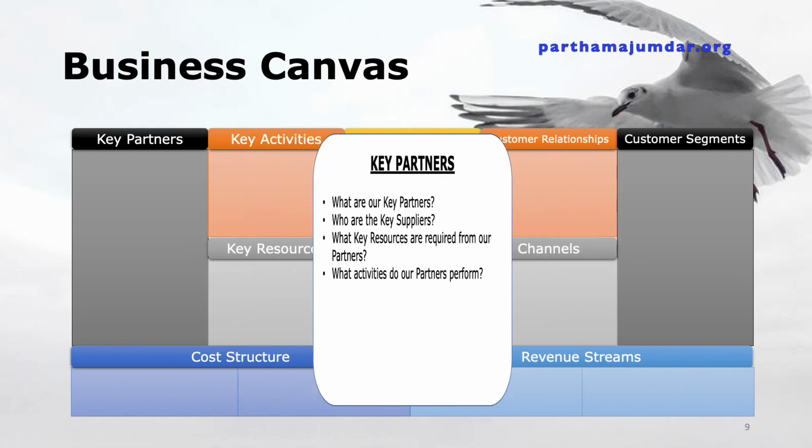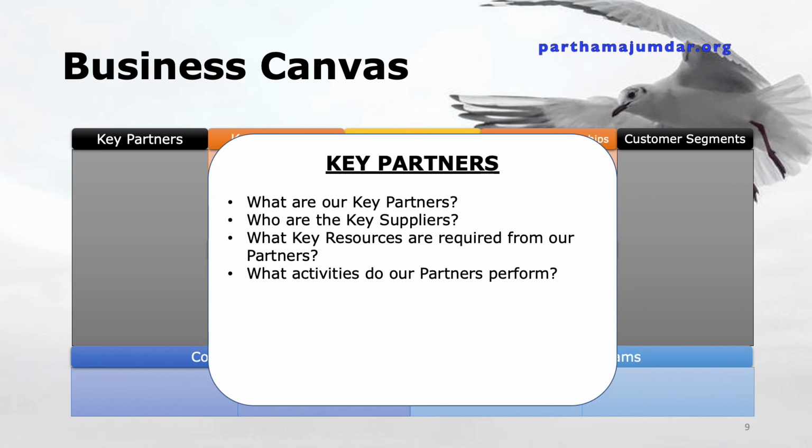Next, we need to find out and identify who are going to be our key partners, because partners are going to be required in the delivery of the services. So we need to identify what are our key partners, who are the key suppliers, what key resources are required from our partners, what activities do our partners perform.